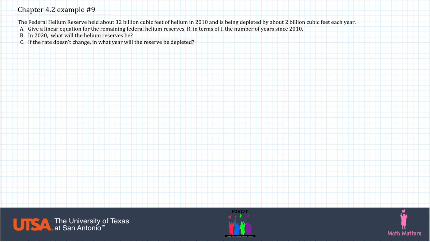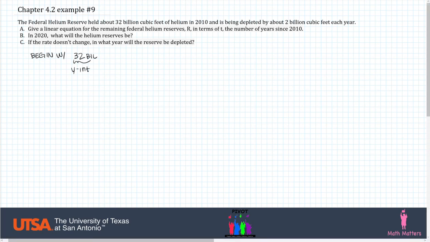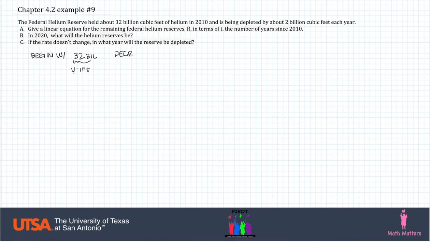So, given the problem, we know that we begin with 32 billion. So this is going to be our y-intercept. And then it decreases by 2 billion each year. So we know that since it decreases, our slope is going to be negative. And since it's 2 billion per year, then our slope is negative 2.